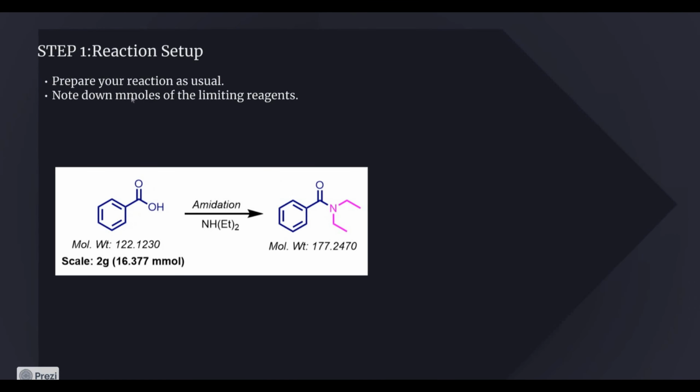So the first step, just prepare your reaction as usual. Note down the millimoles of the limiting reagent. I am taking an amide coupling reaction, where benzoic acid is the limiting reagent, and the scale is 2 gram, which is 16.37 millimoles, and this is the molecular weight of the product. Okay, now we are not adding any internal standard at this point.